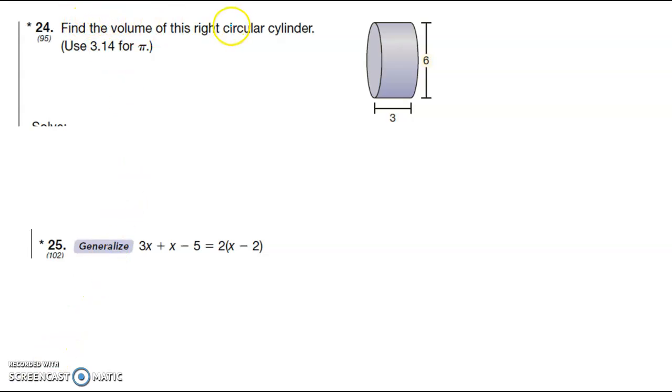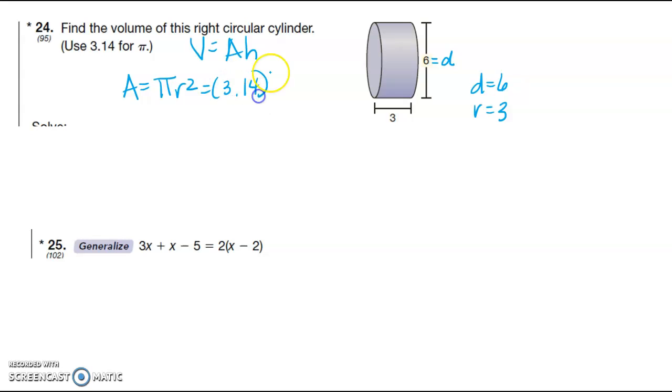All right, find the volume of this right cylinder. Again, volume is still area of the base times height. We know that the area of a circle is pi r squared. We are given the diameter here. So if the diameter is 6, we know the radius is 3. So let's plug in what we've got. It says to use 3.14 times 3 squared, which is 3.14 times 9.